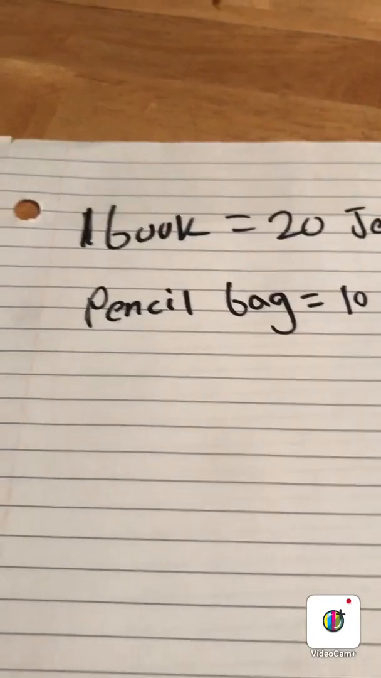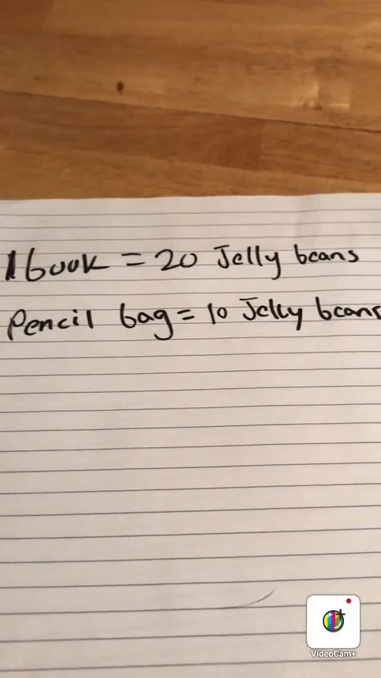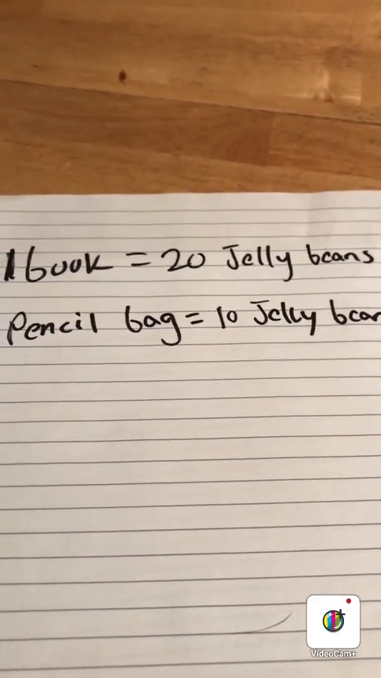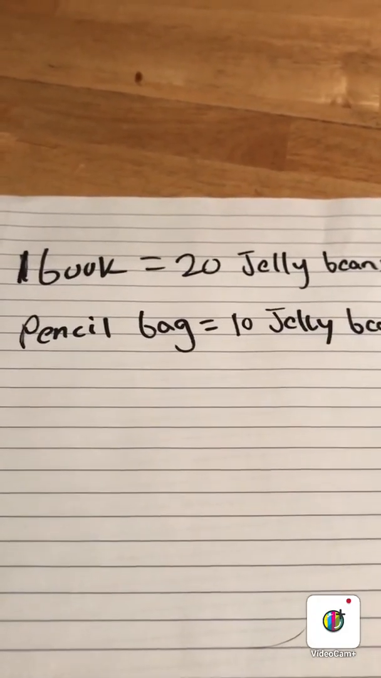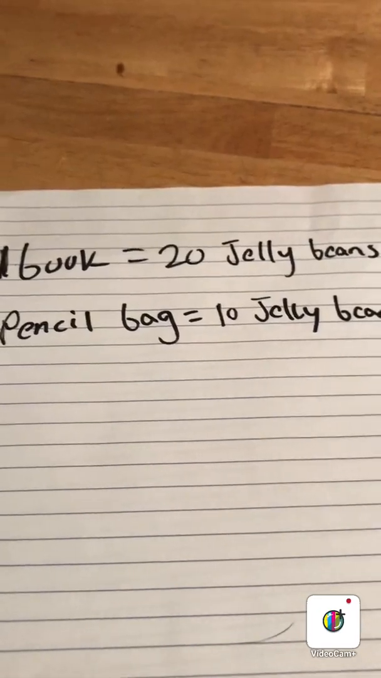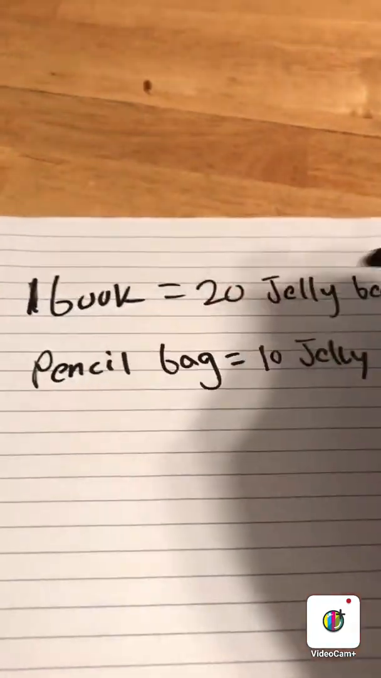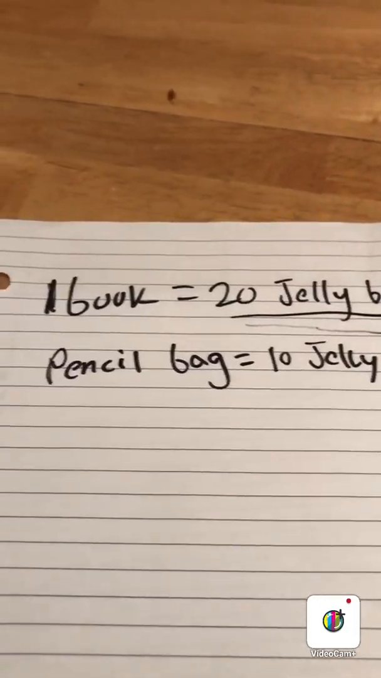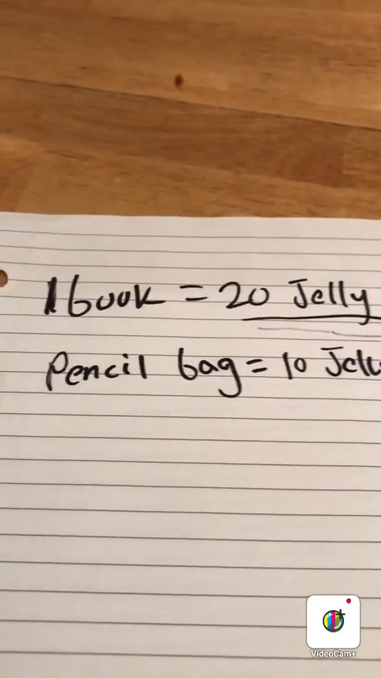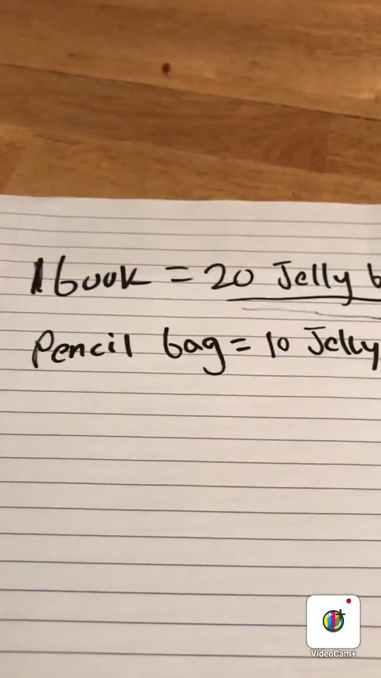So out of the two, given what information we have, which one would you say weighs the most? Is it the one that weighs only 10 jelly beans or the one that weighs 20 jelly beans? If you said that the book weighs more because it weighs 20 jelly beans, you'd be correct, because they're both weighed with jelly beans. Therefore, we would know that if you needed 10 more jelly beans to weigh out one book, the book would be way more than a pencil bag.